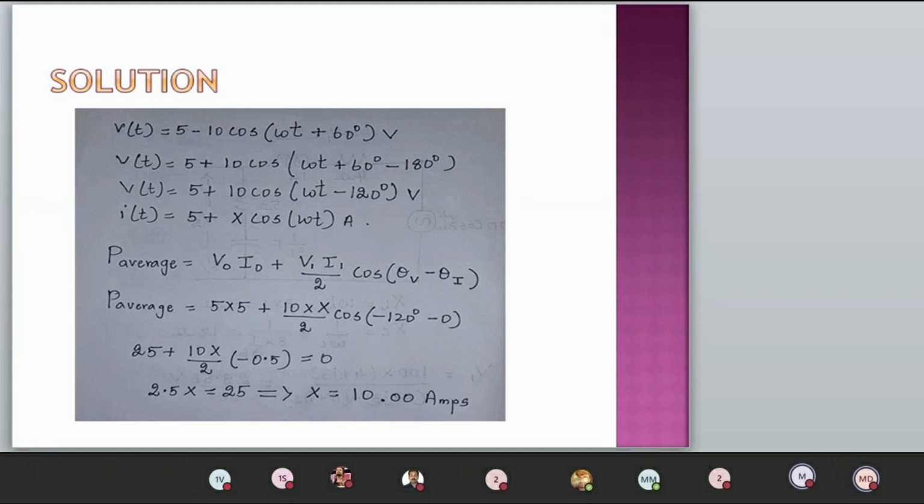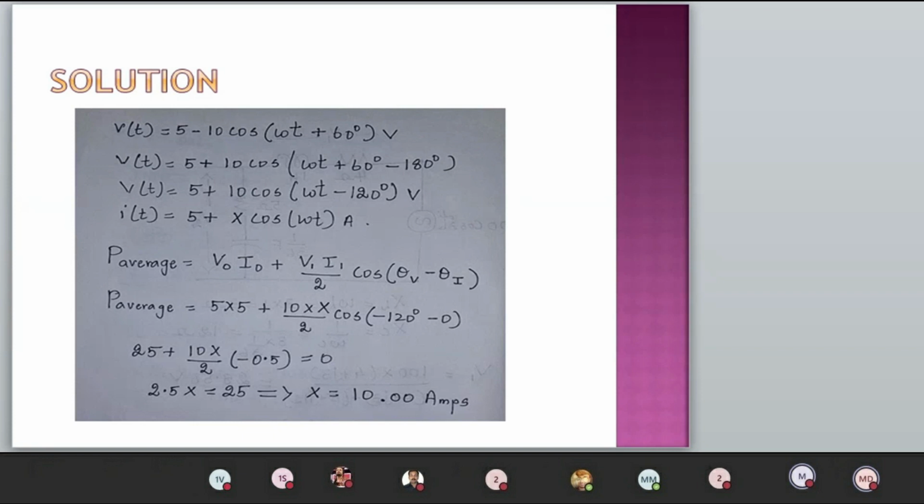You should understand one important thing: the expression for average power is V by root 2 into I by root 2 into cos of the angle between the voltage and current. So root 2 into root 2 will give you 2. And V and I are nothing but the maximum values, right? What is V naught I naught?